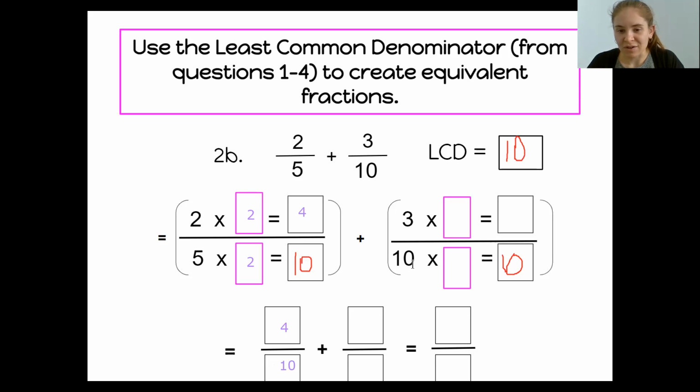And then let's do the same thing over here. 10 times blank equals 10. Well, we already have 10, right? So all I need to do is multiply by 1. This fraction is actually not going to change at all. I still want to keep 3/10, right? Because that already matches the denominator. We have 4/10 plus 3/10. And of course, when we add fractions with like units, our denominator stays the same. So we get tenths as our denominator, and 4 plus 3 equals 7 on top. So we would find a total of 7/10.